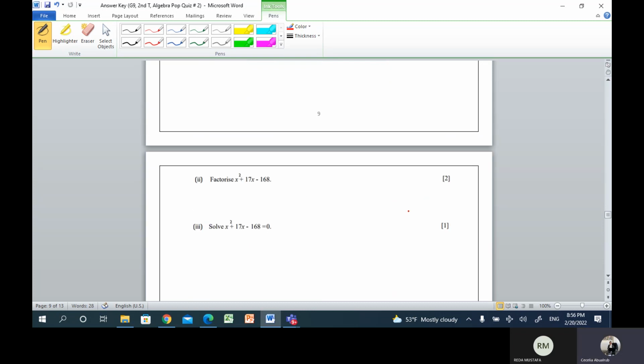Now, they want us to actually factorize this equation and then to solve it. Just a moment, please.